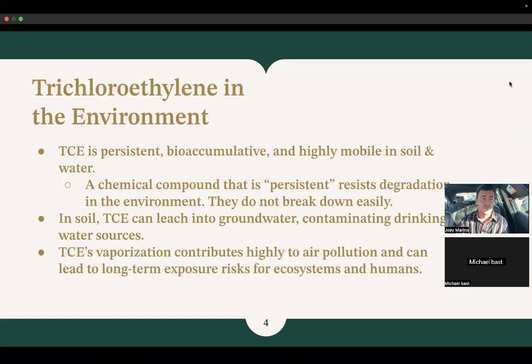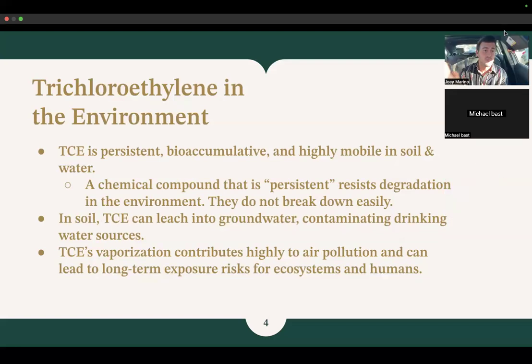So trichloroethylene in the environment is persistent, bioaccumulative, and highly mobile in soil and water. A compound that is persistent means that it resists degradation in the environment. So it does not break down easily, which is problematic because if it doesn't break down easily in an environment, it's not going to break down easily in your body. So once it's there, it's not going to leave, pretty much. In soil, TCE can leach into groundwater, which will contaminate drinking water sources, and its vaporization contributes highly to air pollution and can lead to long-term exposure risks for ecosystems and humans.